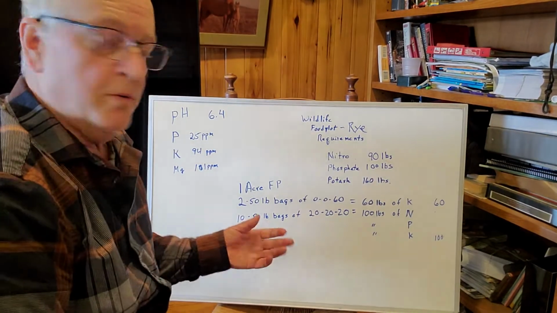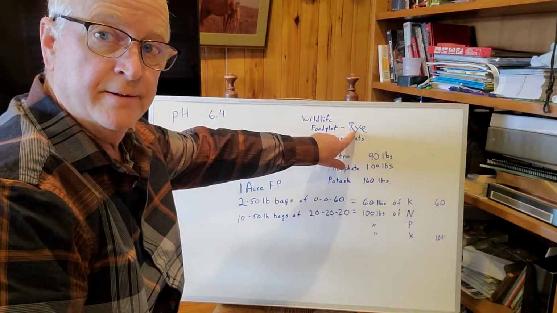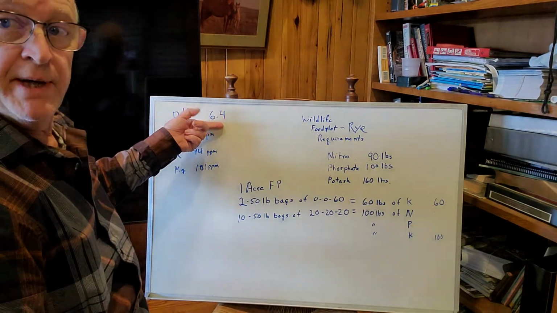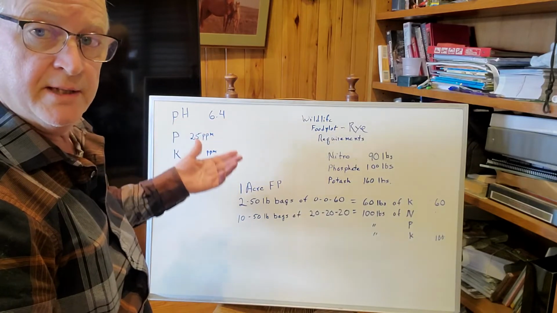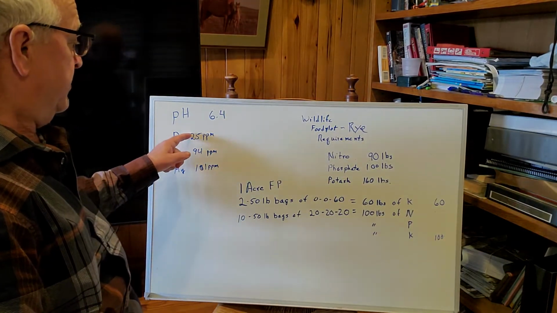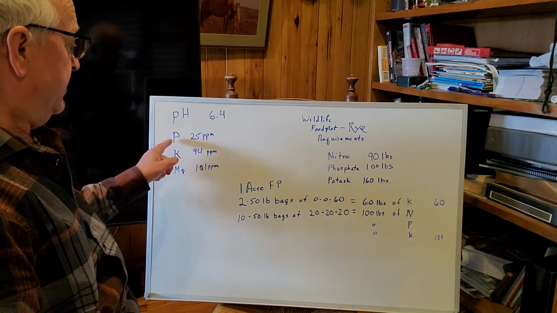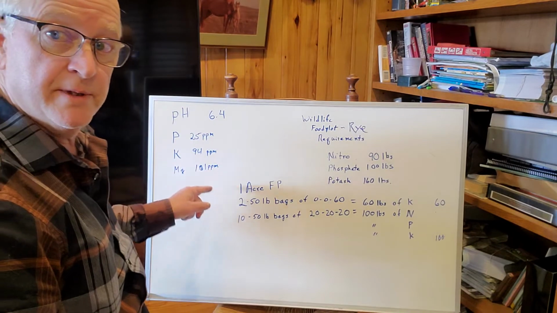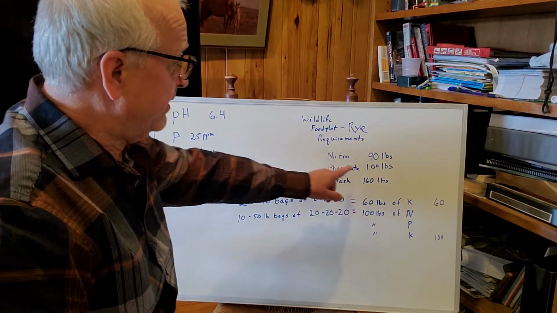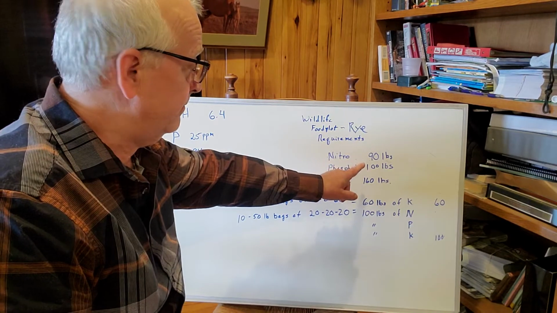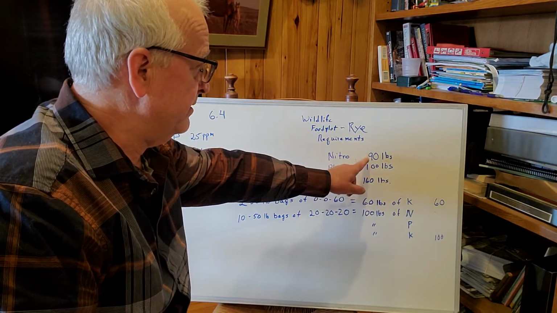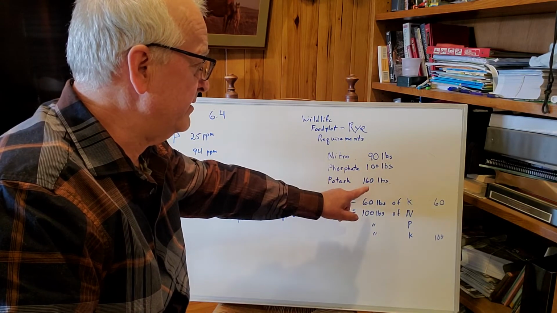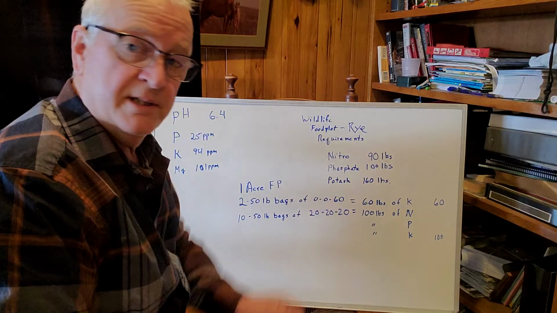All right, here's another example where I wanted to plant some rye on an acre in the fall. My soil test came back 6.4 pH, so we don't have to put any lime on. My numbers came back 25 parts per million phosphorus, 94 potassium, there's plenty of magnesium here. So the requirements for my crop are over here. They're requiring me to put down 90 pounds of nitrogen, 100 pounds of phosphate, and 160 pounds of potash.